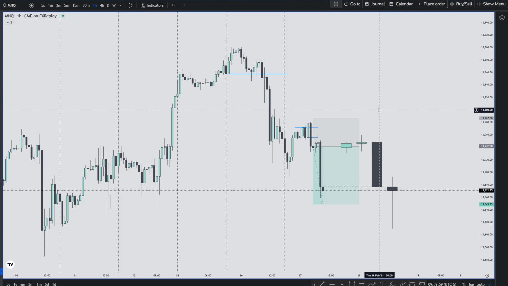In the next video, we will talk about the internal to external and external to internal range liquidity. And then after that, there will be a daily bias video. And then in the last, we will combine that into a model.